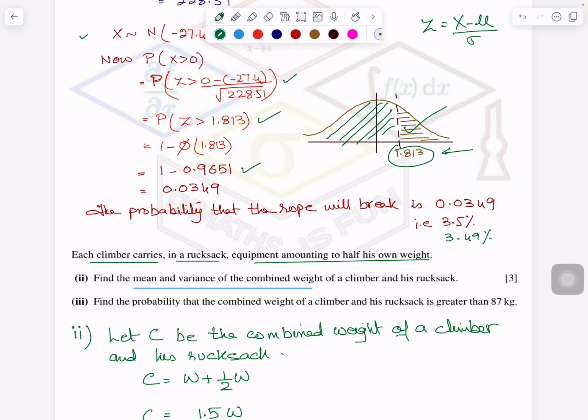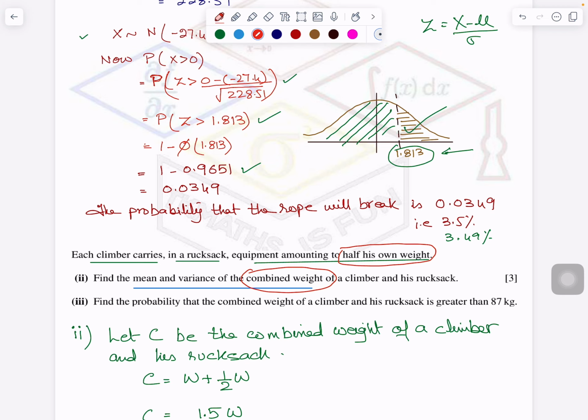Okay. Second part of the question is: each climber carries... Now this is the case of a multiple. Earlier the case was of addition. You have seen that. Now the case of a multiple. Each climber carries in a rucksack equipment amounting to half of his own weight. Now try to understand. And we have to find the mean and variance of the combined weight. Combined weight means his weight and the weight of the rucksack.